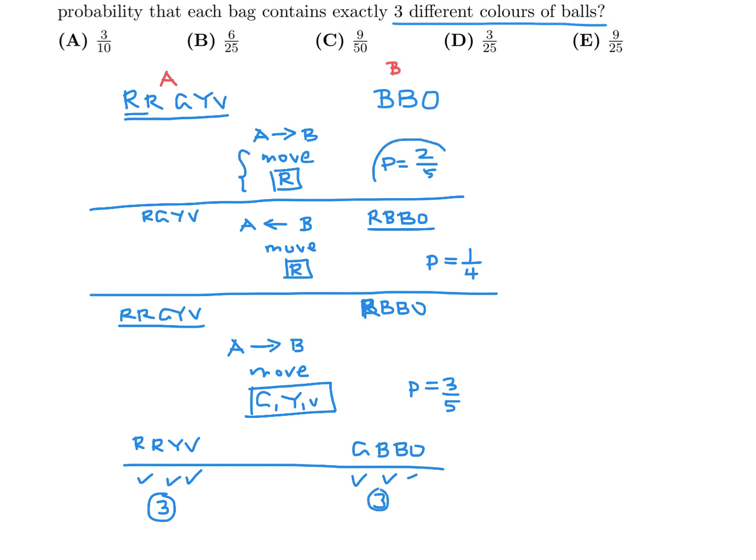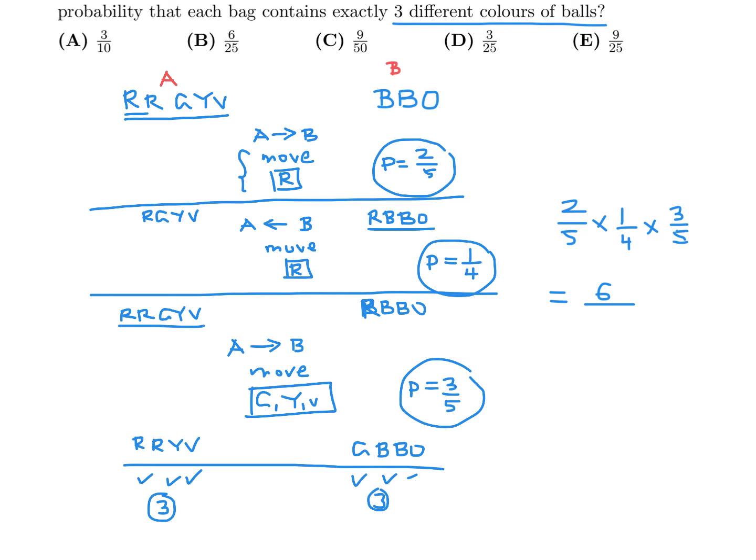Now you have to look at the probabilities. And we want all 3 of these to happen. So if all 3 have to happen, you have to multiply them. So 2 over 5 times 1 over 4 times 3 over 5. And that is 6 over 100, which in lowest terms is 3 over 50.